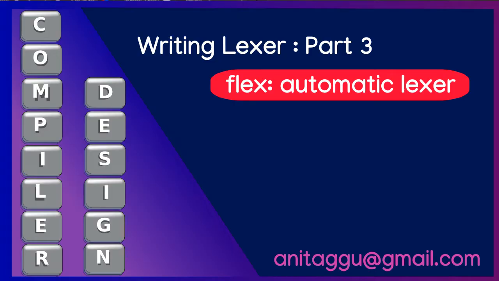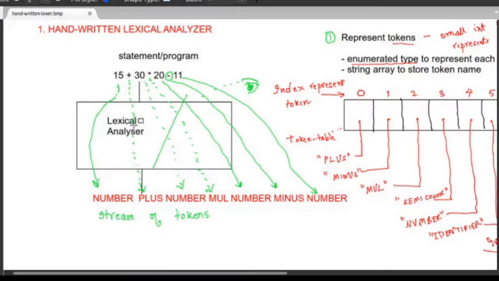So hello, in the previous class we talked about how to create a lexical analyzer by hand. As you will remember, a lexical analyzer is a part of the compiler which takes as an input a statement or a program, an expression like here 15 plus 30 into 20 minus 11, and it generates from this statement or program a stream of tokens.